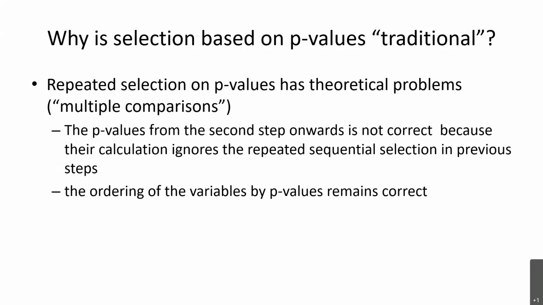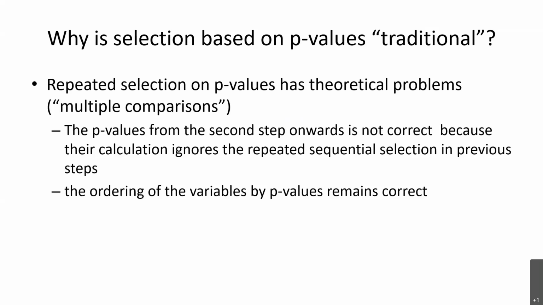So why is it then that I call the algorithm that is essentially the same, that uses p-values or R-squared, traditional, but the similar or same algorithm that uses AIC, I call that modern? It's because repeated selection on p-values has theoretical problems. It's the so-called multiple comparison problem. The p-values from the second step onwards are not correct because their calculation ignores the repeated sequential selection in previous steps, and it should account for that.